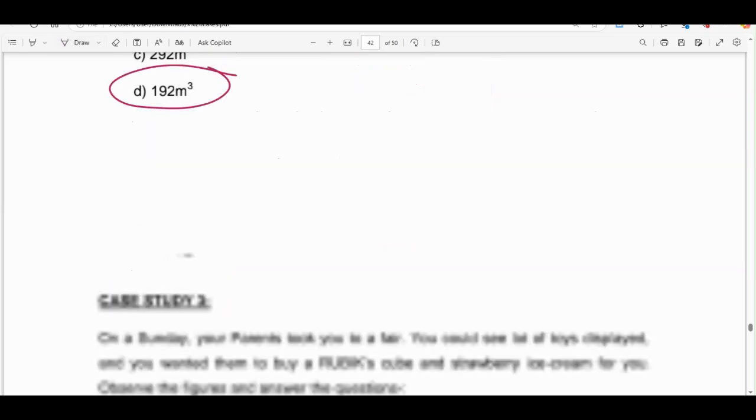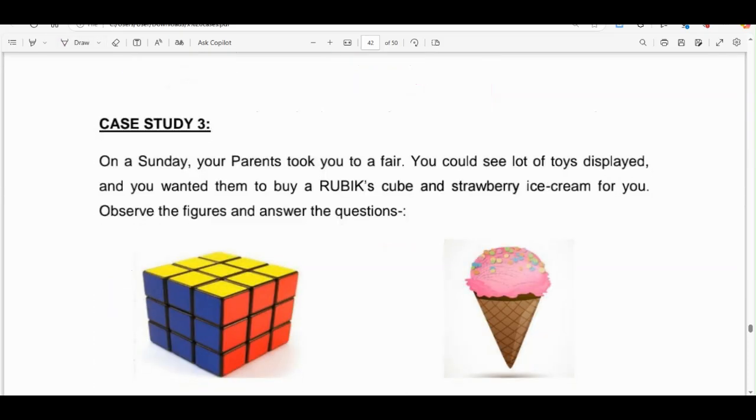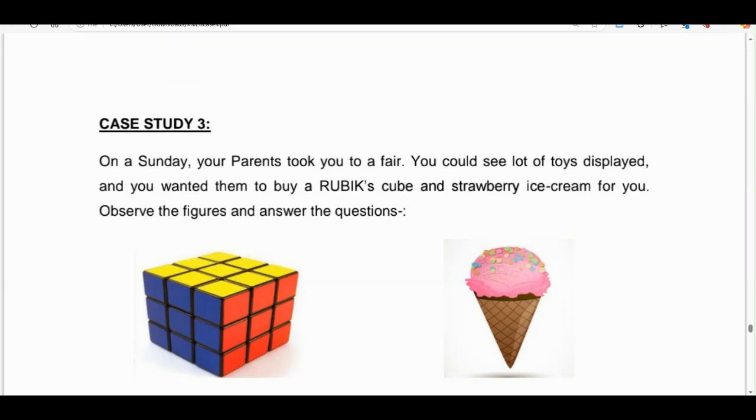So moving on with the next question, we have the next case study, case study 3. On a Sunday, your parents took you to a fair. You would see lots of toys displayed and you wanted them to buy a Rubik's cube and a strawberry ice cream for you.